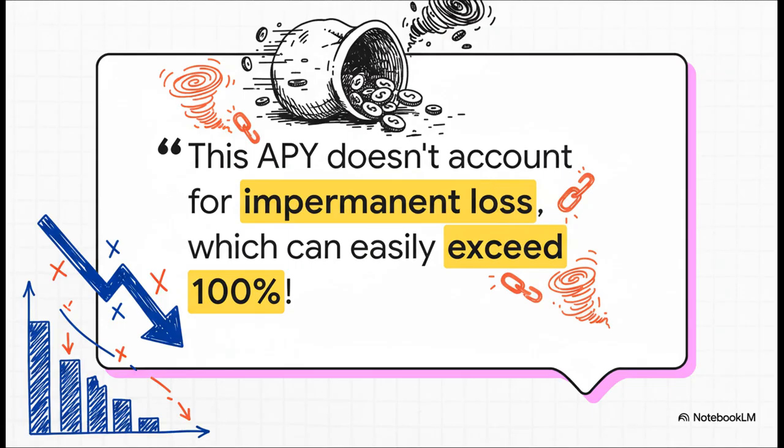Yeah, the annual percentage yield, the APY, that these pools advertise, it can look amazing, right? But here's the fine print, the part they don't exactly shout from the rooftops. That huge number often completely ignores a powerful and usually negative force called impermanent loss. And this is a risk that can easily wipe out all your fee earnings and a whole lot more.